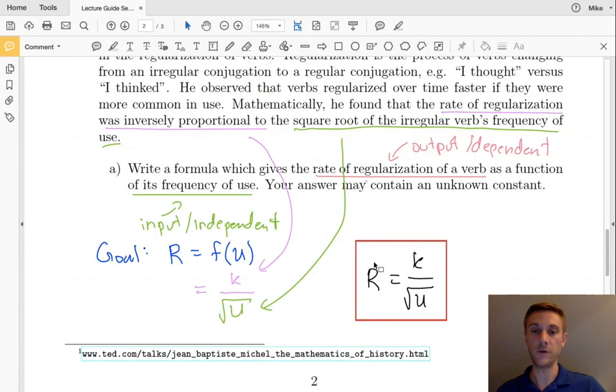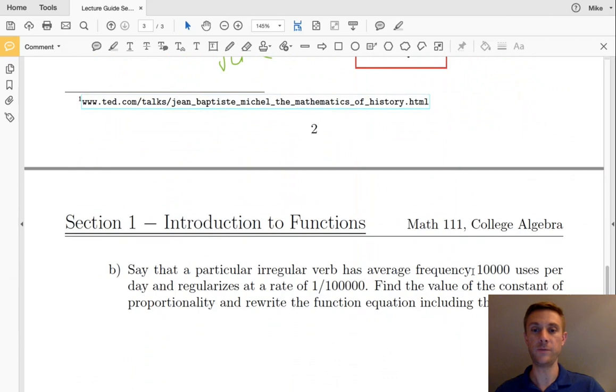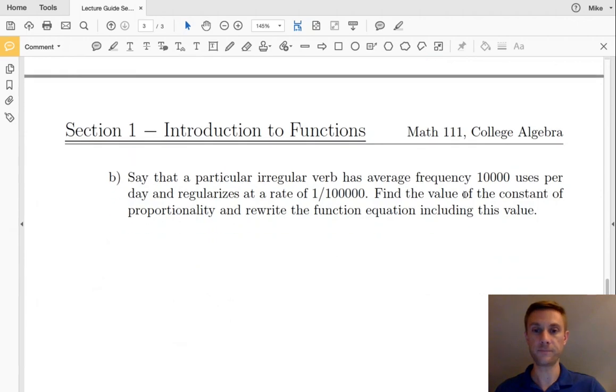So here's our rate of regularization, how fast verbs that have these weird conjugations turn into the thing we would expect, and this is our variable u for how often that word is used. Okay, last piece, we're going to try to give ourselves enough information that maybe we get an honest-to-goodness function out of this, that we don't have to worry about this silly little constant lurking up there. We can actually get something that, if you know how frequently a verb is used, then we can figure out how quickly it will be regularized.